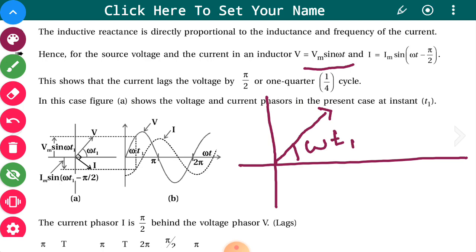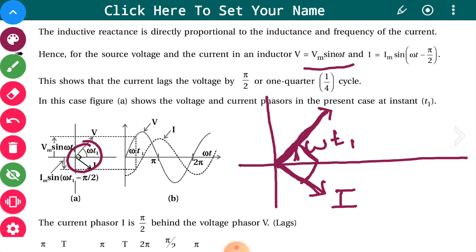Now the other phasor, that of current, is 90 degrees behind. So the phasor makes an angle 90 degrees behind. You just have to draw it perpendicular to the voltage, and this is the phasor of the electric current, which is 90 degrees behind. So this angle will be 90 degrees, as you can see here.